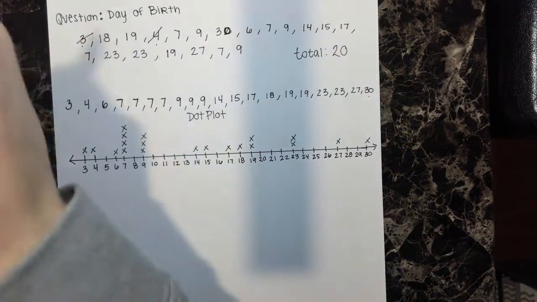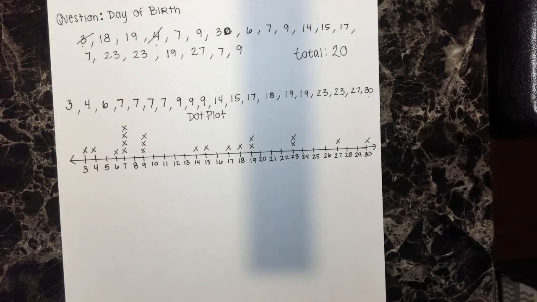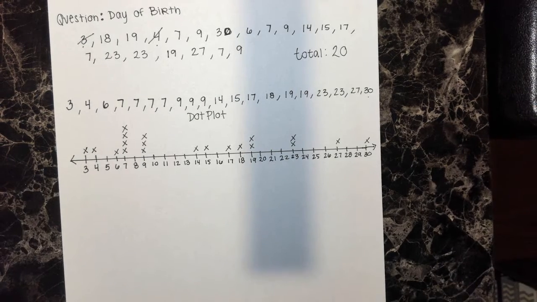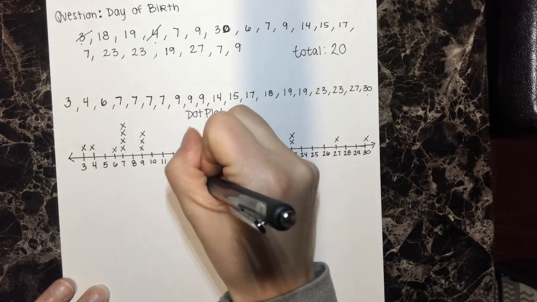Goal number 2, make a box and whisker plot. A box and whisker plot is taking your values and clumping them into different sections. To do this, you're going to have to find the median. So the median is the middle. Your box and whisker plot has different things that will start it. Box and whisker plots.